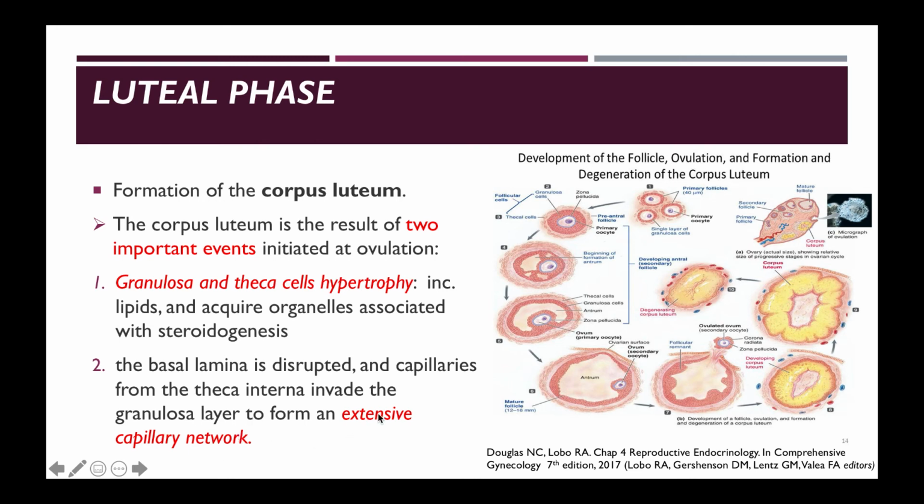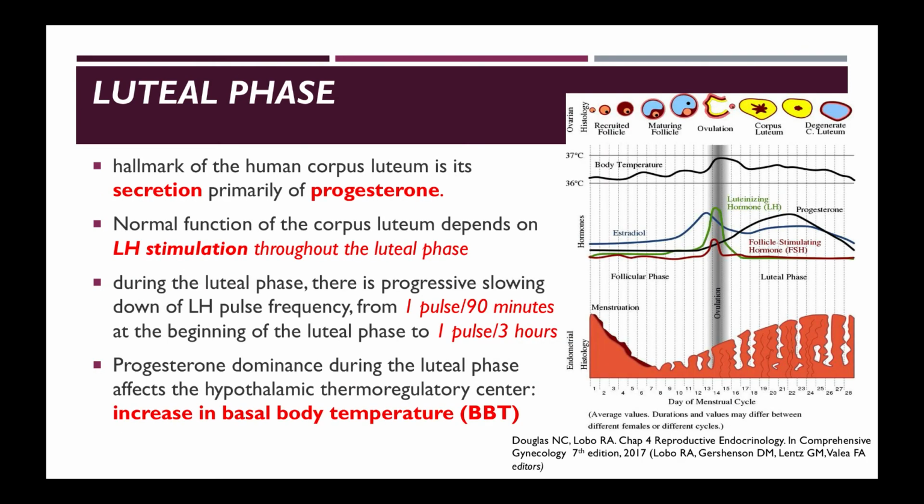So as you can see in this picture, the corpus luteum is colored yellow, and yellow means fats. Okay, so it is full of lipids, and as you can see here, not only is it colored yellow, it is also colored red or pink, which means that it has an extensive capillary network. Now, the hallmark of the corpus luteum is its secretion primarily of progesterone.